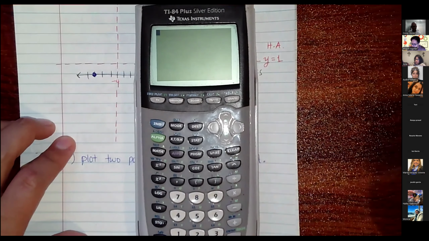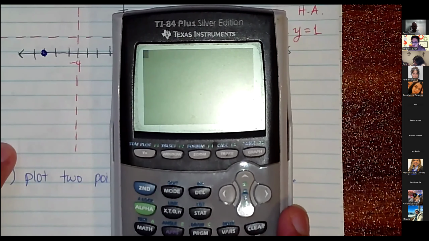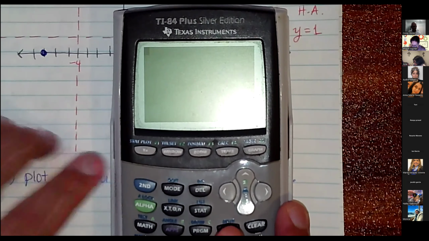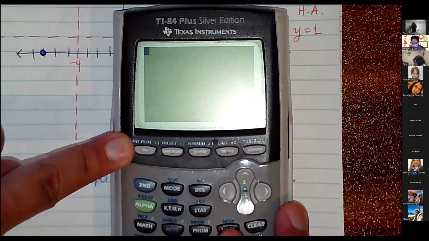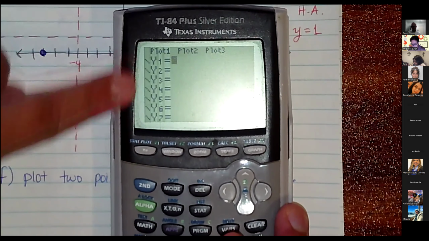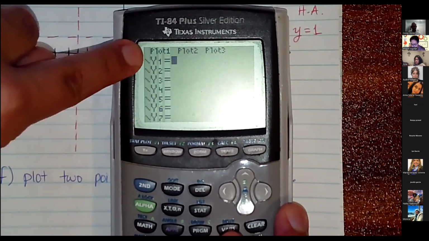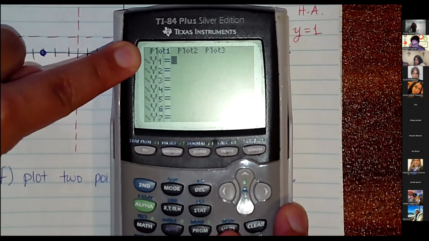Let me zoom in. We're going to graph this, okay? So what we're going to do is hit the y equals button, so that you get this screen here, which has a bunch of equations. The y equals is in the upper left-hand corner. Then we need to type in our equation or our function, right?